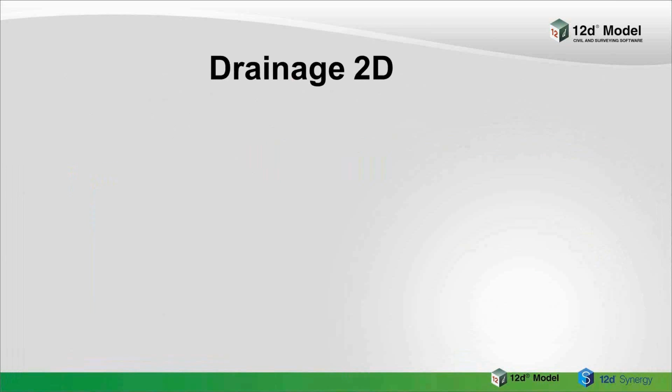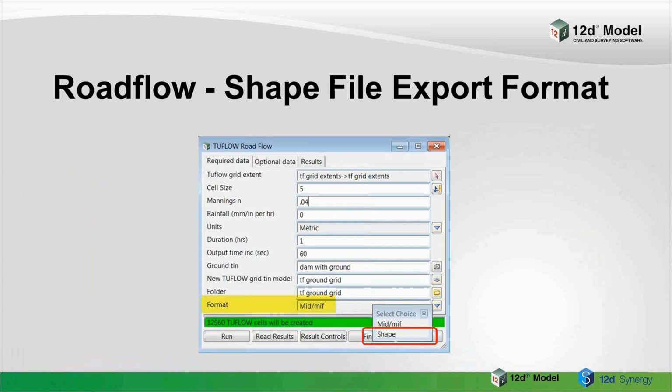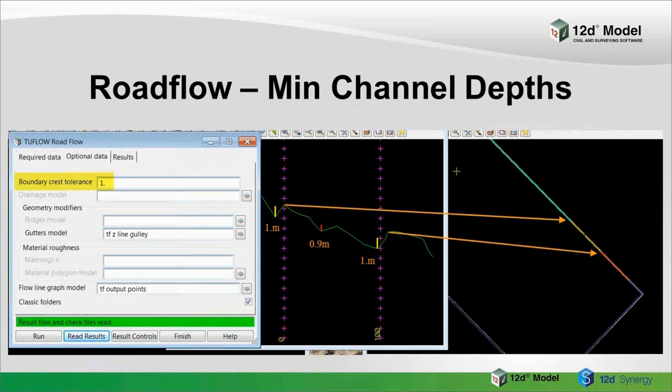Now, when it comes to Drainage 2D, this is becoming more and more popular, and a little good announcement towards the end on Drainage 2D. With RoadFlow, before we just wrote out the MID/MIF files, but we also now can write out shape files. They're Esri's format, which is a published format, luckily, and a lot of other people use it. So you can now choose to write out shape files.